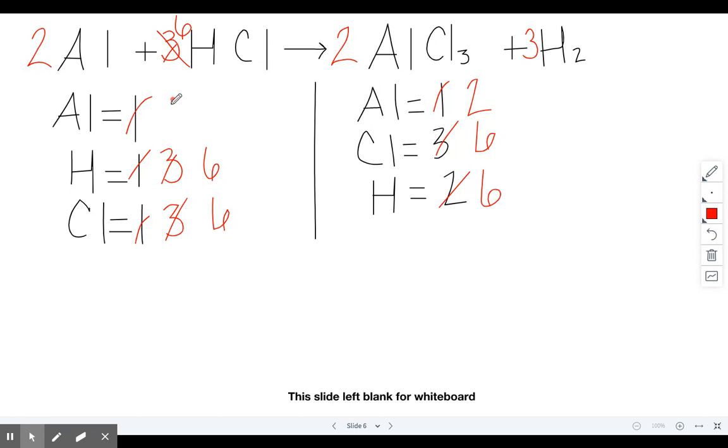So with that 2 in front, I now have 2 atoms of aluminum, and my equation is balanced. I got 2 aluminum, 6 hydrogen, 6 hydrogen, 6 chlorine, 6 chlorine. Everything works out. Okay, one last equation here.